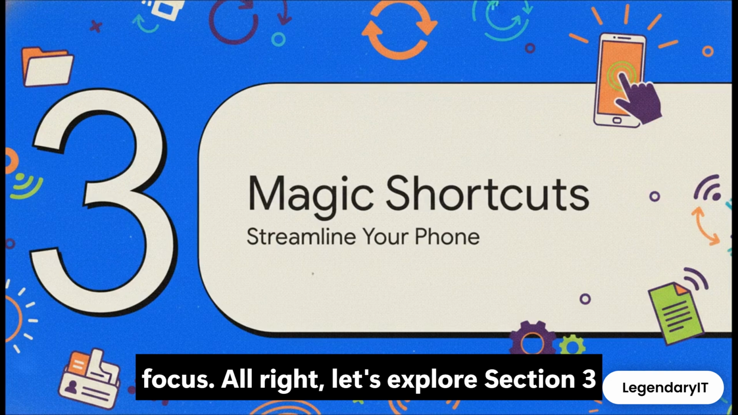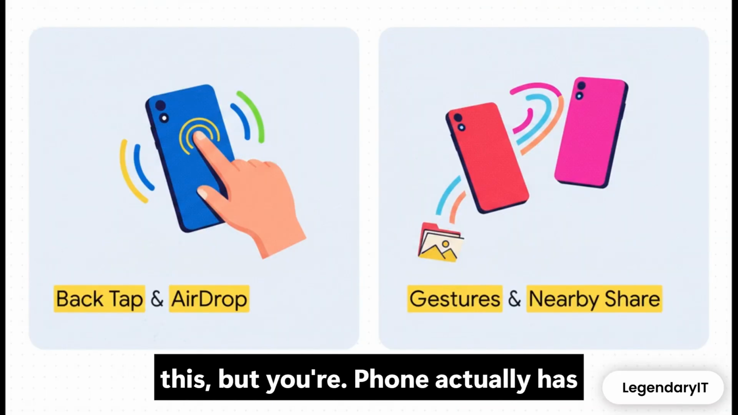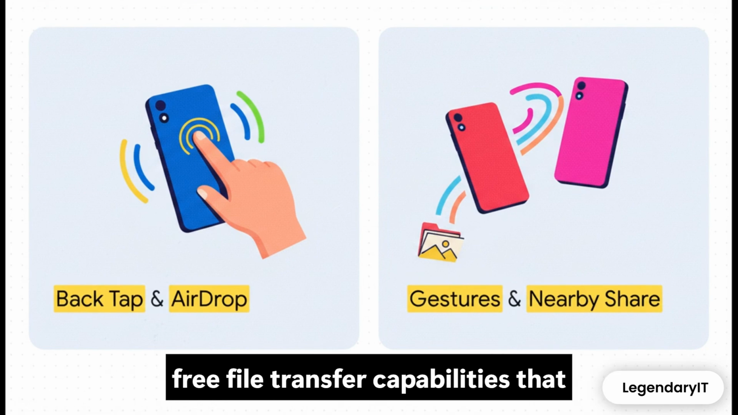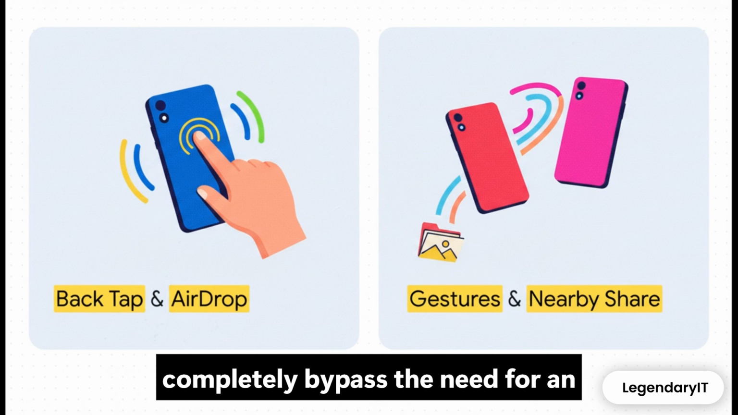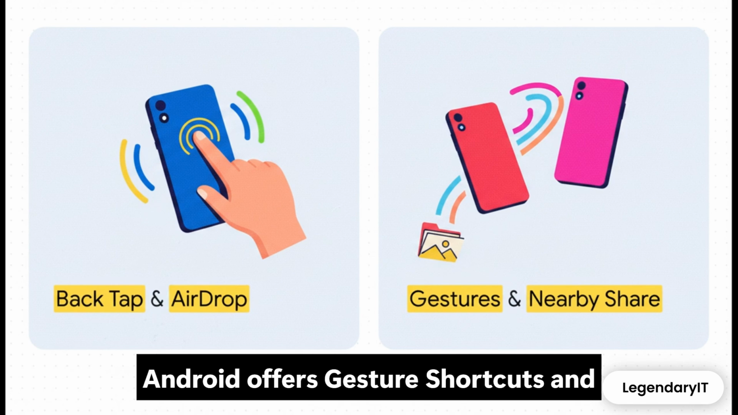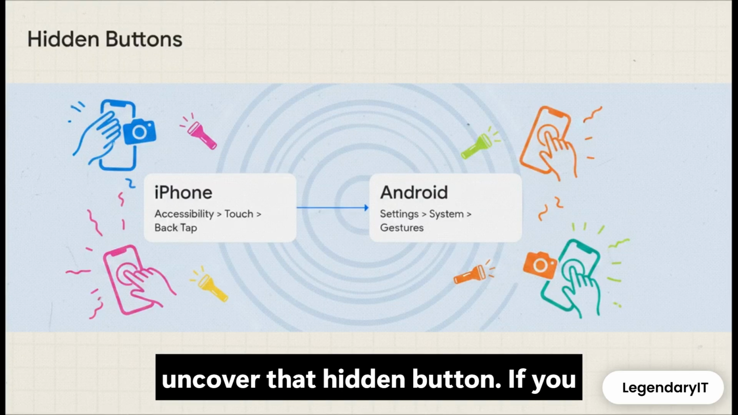All right, let's explore section 3, magic shortcuts. You might not believe this, but your phone actually has hidden physical buttons and totally cable-free file transfer capabilities that completely bypass the need for an internet connection. The iPhone handles this with Back Tap and AirDrop, while Android offers gesture shortcuts and Nearby Share or Quick Share. Let's uncover that hidden button.